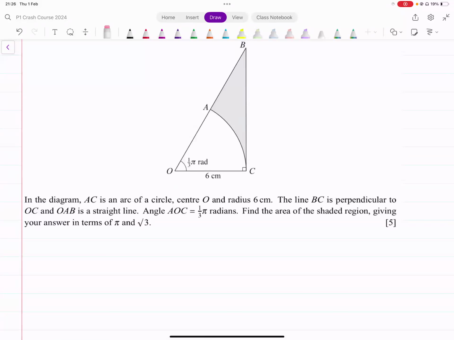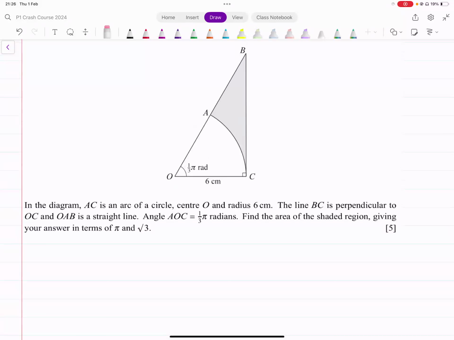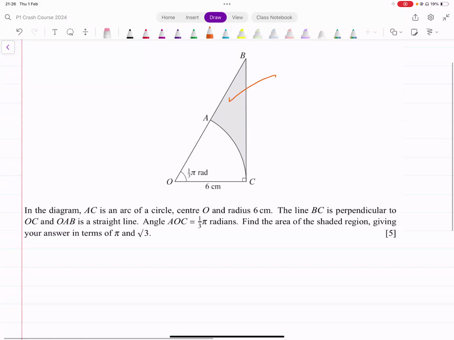We need the area of the shaded region. First of all, you need to understand how to describe that shaded region. How would you describe it? From what area should we subtract other area to get the shaded area? Can you describe that in words? The area of the triangle minus the area of the arc. Area of the triangle minus area of, not the arc, area of the sector.